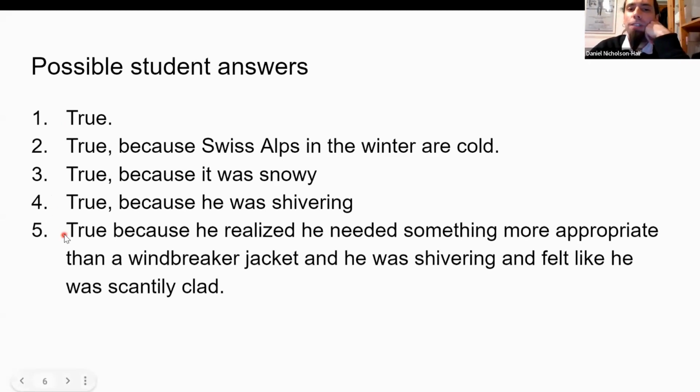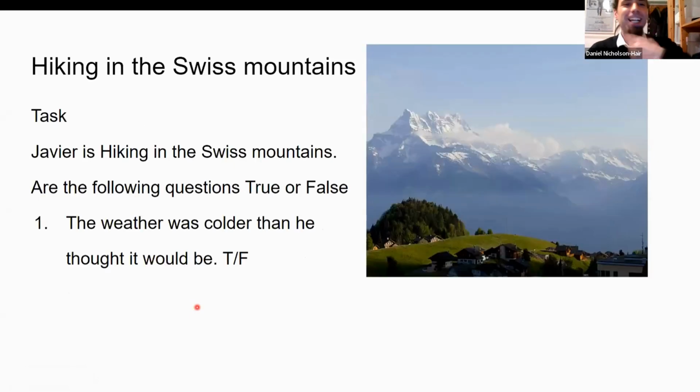And finally, true, because he realized he needed something more appropriate than a windbreaker jacket, and he was shivering and felt like he was scantily clad. But do we really think it's very likely a student will say this? Maybe. It depends on the level. What do you think the level is of this listening task, of this course book? Could be advanced.